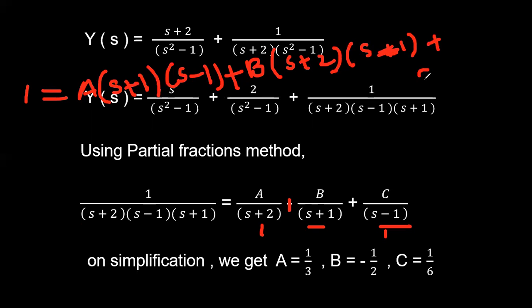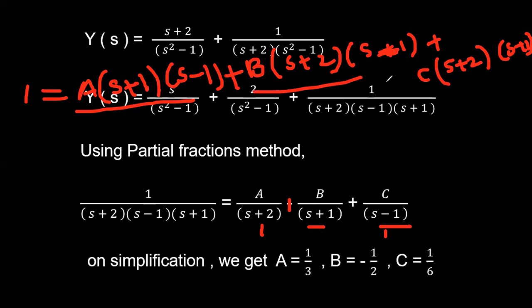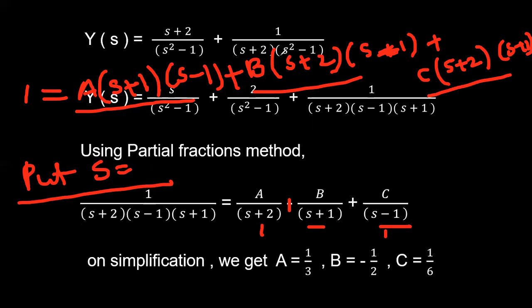And next is plus C into, similarly, (s plus 2) into (s plus 1). Now if you want to find this A value, we have to make the B term 0 and the C term 0. So we have to put the s value in such a way that the B term and the C term are equal to 0. So if you put s is equal to minus 2.